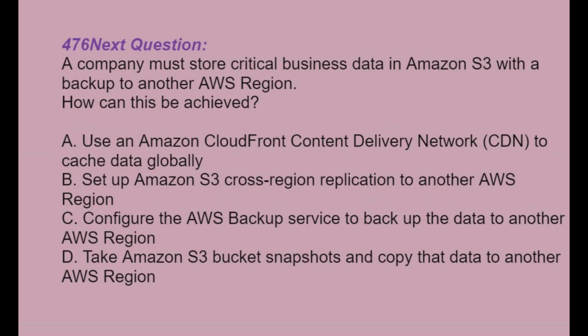Question is, a company must store critical business data in Amazon S3 with a backup to another AWS region. How can this be achieved? Option A, use an Amazon CloudFront Content Delivery Network (CDN) to cache data globally. Option B, set up Amazon S3 cross-region replication to another AWS region. Option C, configure the AWS Backup service to back up the data to another AWS region. Option D, take Amazon S3 bucket snapshots and copy that data to another AWS region. Correct answer is option B.